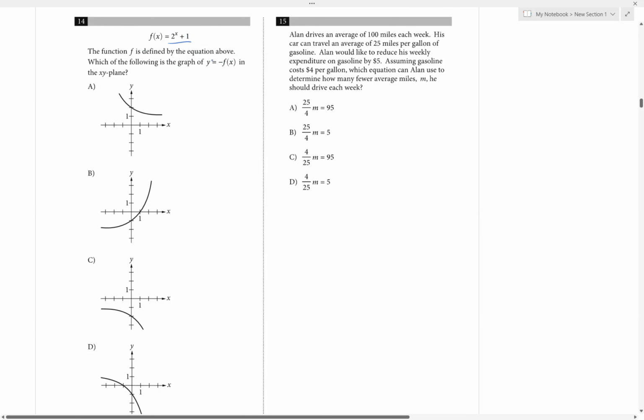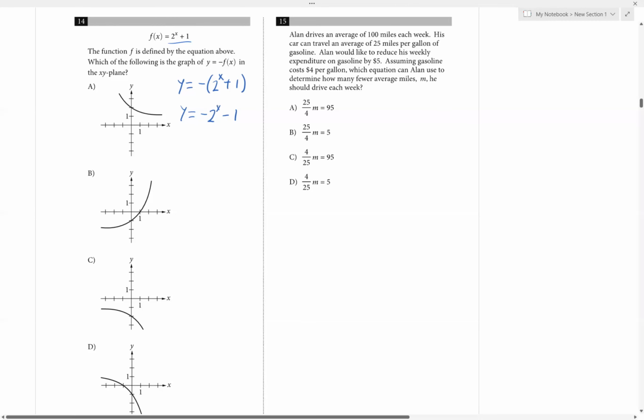If you put a negative in front of the whole function, it used to be f of x is 2 to the x plus 1, right? So we're going to make the whole function negative, so we'll put it in parentheses. It'll be 2 to the x plus 1, and then we make this whole thing negative. Here we do have to distribute the negative, so the equation is negative 2 to the x minus 1. Now we have to see which one is the correct graph for this.